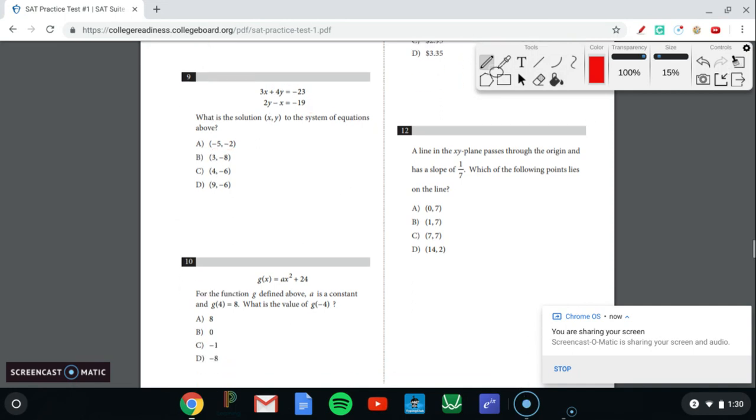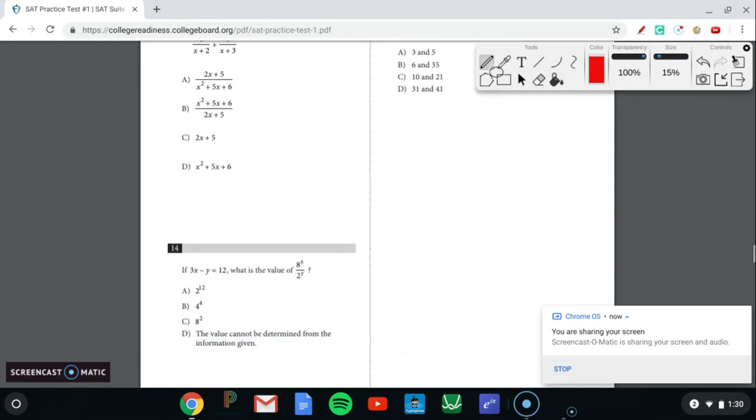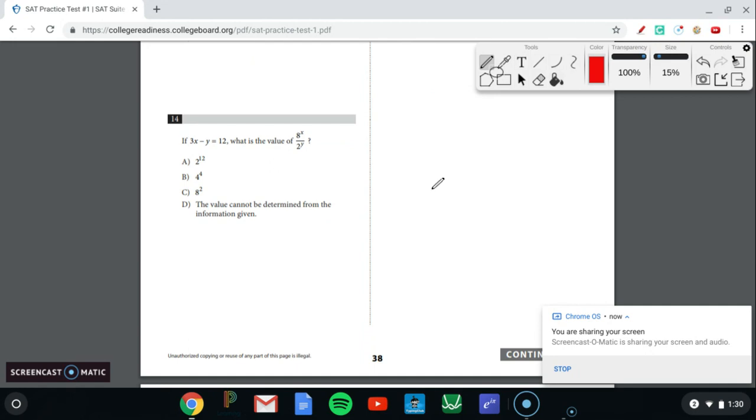All right, now let's move on to question 14. Question 14 is: if 3x minus y is equal to 12, what is the value of 8 to the x over 2 to the y? Now, my approach for solving a question like this, because this seems like a very hard question, again, I wouldn't know at first glance how to solve this the correct way.